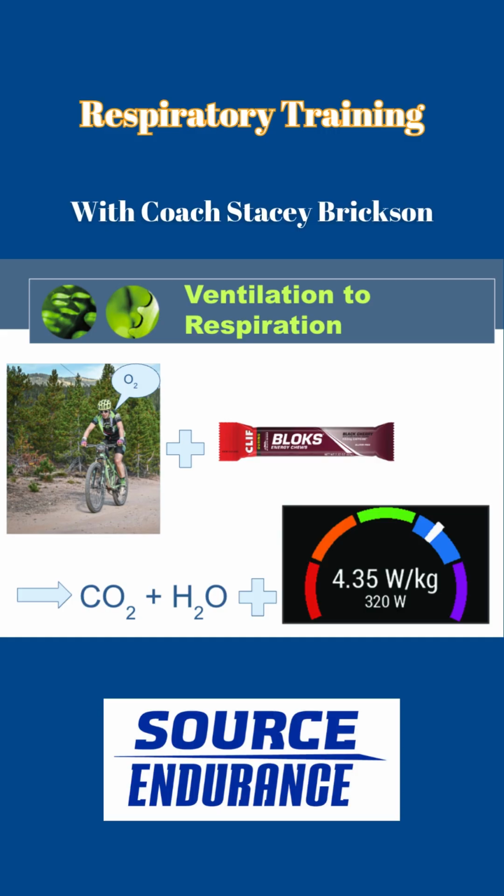So ventilation is the movement of air in and out of the lungs, and respiration is what happens at the cellular level. In this picture, you can see an illustration of that. So we're breathing, we use that air to burn fuel, in this case a carbohydrate. The byproducts are CO2 and water, which we blow off, and we produce mechanical power. So it's the translation of chemical to mechanical energy.